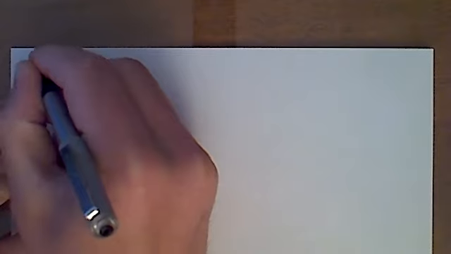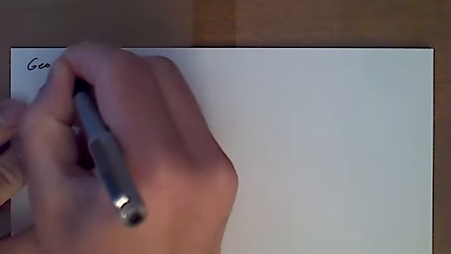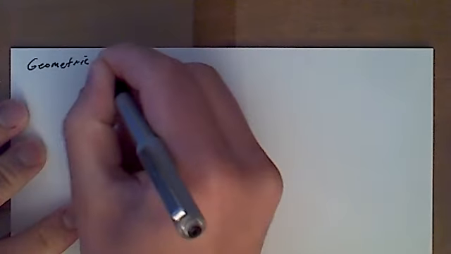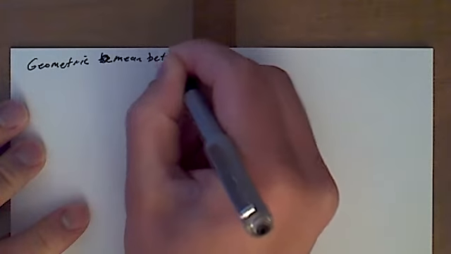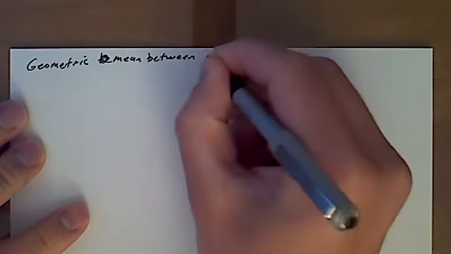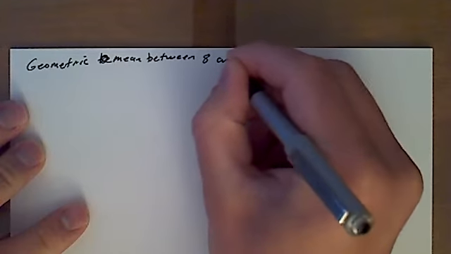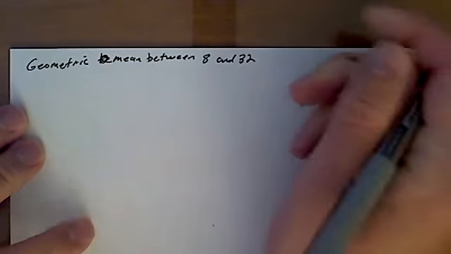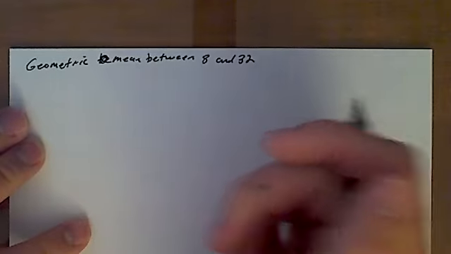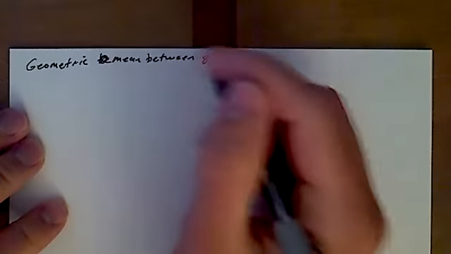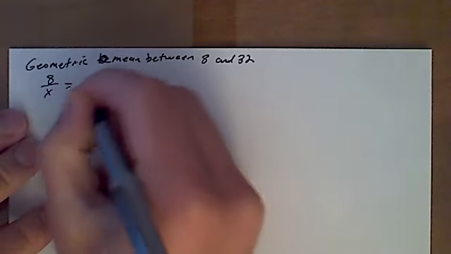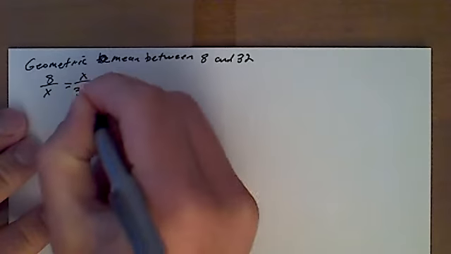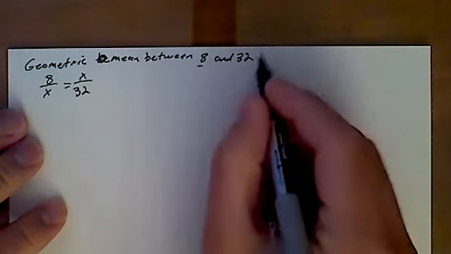So early in the test, you're going to be asked for a geometric mean. Geometric mean between 2 numbers like 8 and 32. The geometric mean between 2 numbers is just that you set up 8 over x equals x over the other number. So 8 over x equals x over 32.